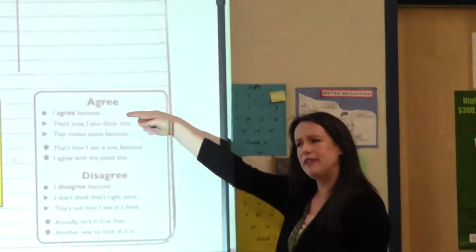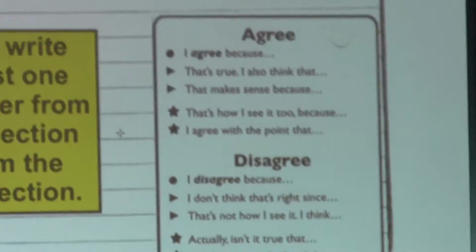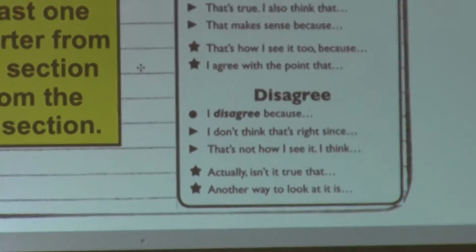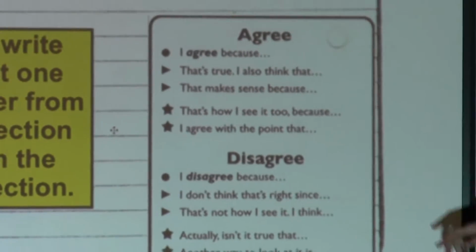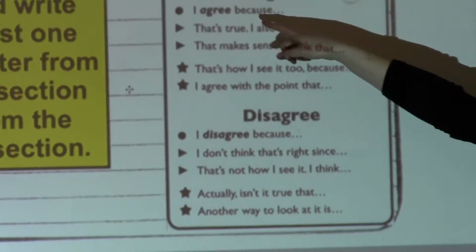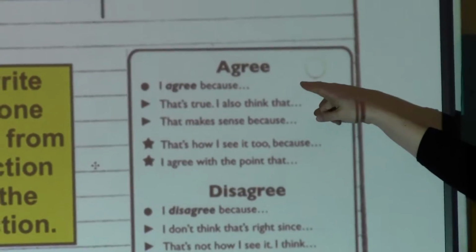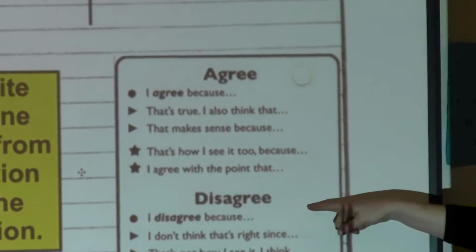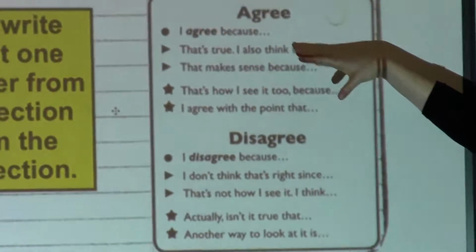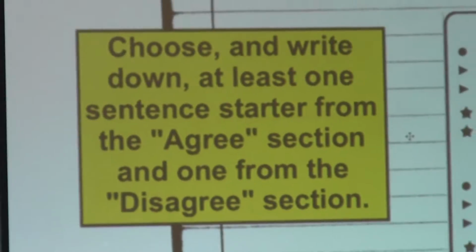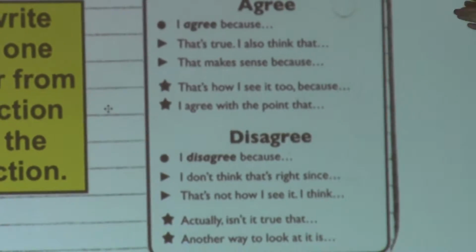First period, you may be feeling kind of tired. You might be inclined to choose beginner level language, and that's totally okay. If that's where you're at, that's fine for today. I might kind of encourage you to go a little higher, but if you're choosing beginner level, you're just going to write down below your T-chart, I agree because, and then you would also write down, I disagree because. So you're going to choose and write down at least one sentence starter from the agree, one sentence starter from the disagree. So that was beginner.